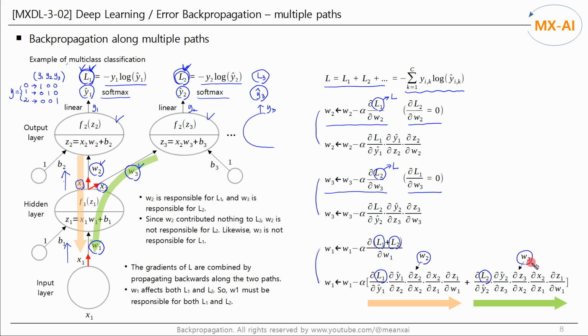This can be represented visually as follows. The gradient of L1 is backpropagated along this path, and the gradient of L2 is backpropagated along this path. And these gradients are combined here. Therefore, when updating W1, we need to consider the combined gradient.